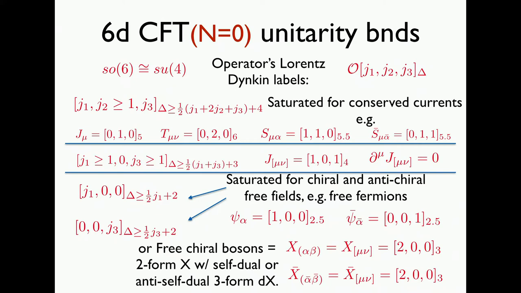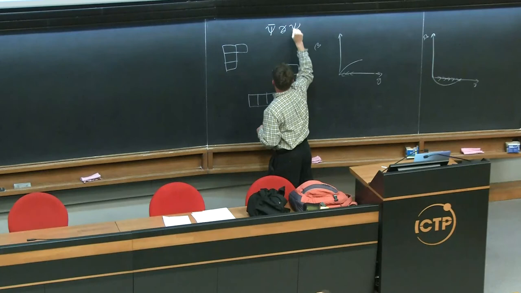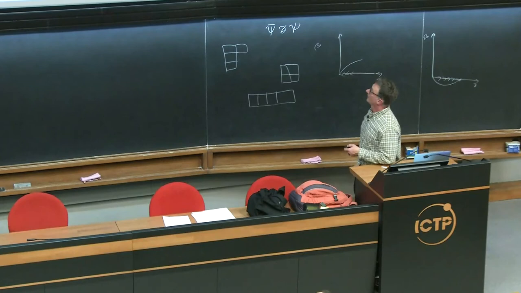A six-dimensional fermion is in the four-dimensional representation of the Lorentz group, which is SU4. It could be either in the four or the four bar. When this inequality is saturated, its dimension is 2.5, which is the right dimension for a free fermion. If we write down psi bar d slash psi in six dimensions, this thing will have dimension 6 if psi has dimension 2.5.